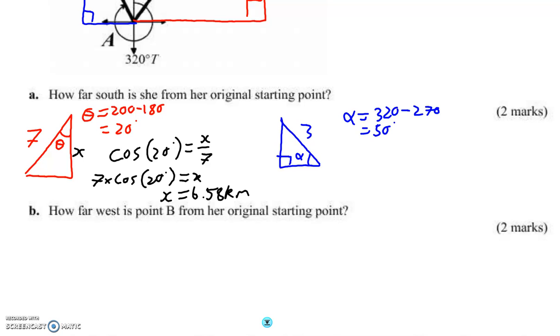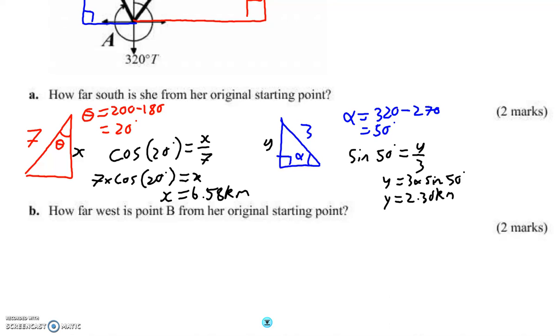From there, we are solving for y, where we're looking at sine of 50 degrees equals y over 3. y equals 3 times sine of 50 degrees. y equals 2.30 kilometers.